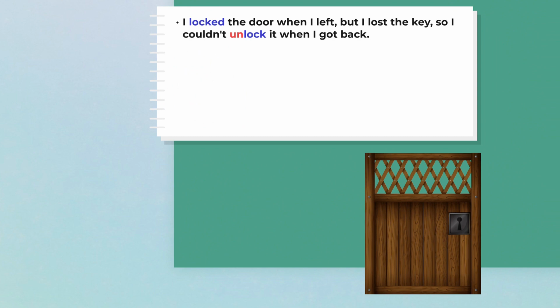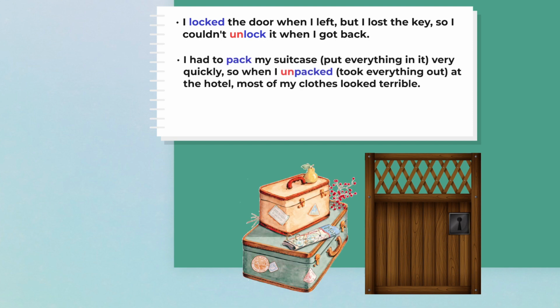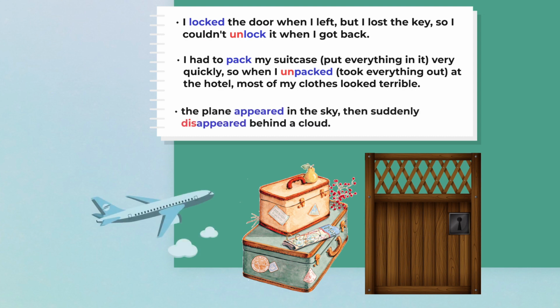I locked the door when I left, but I lost the key, so I couldn't unlock it when I got back. The second example is about the verb pack. The verb pack means to put everything in the suitcase, for example. And the opposite of this verb is unpack, which means to take everything out. So in this sentence, I had to pack my suitcase very quickly. So when I unpacked at the hotel, most of my clothes looked terrible. The third example, the plane appeared in the sky, then suddenly disappeared behind a cloud.